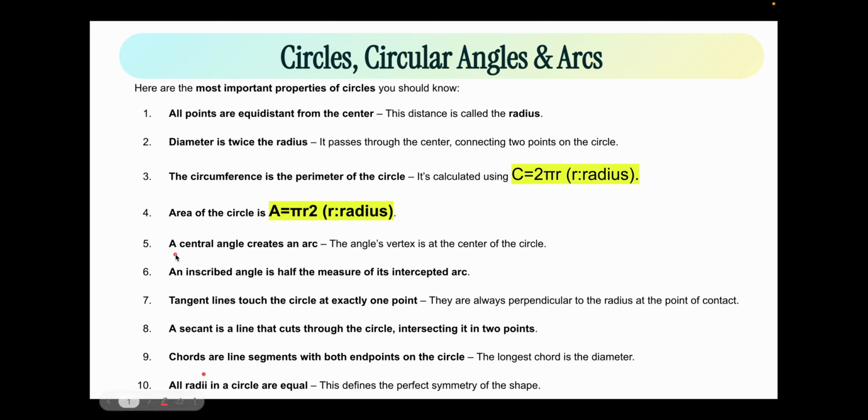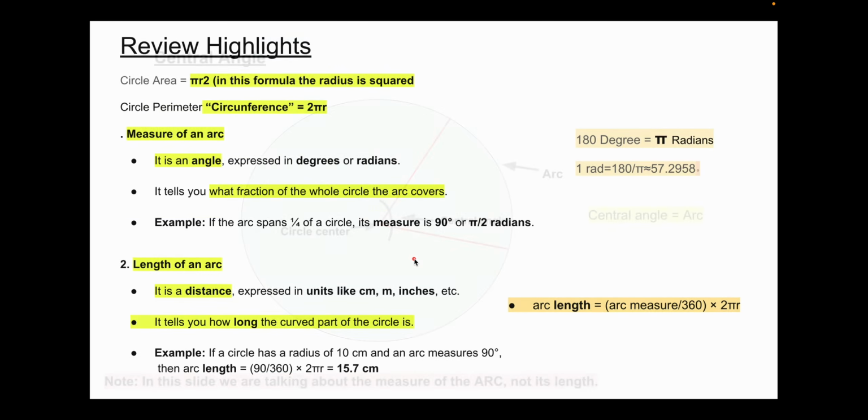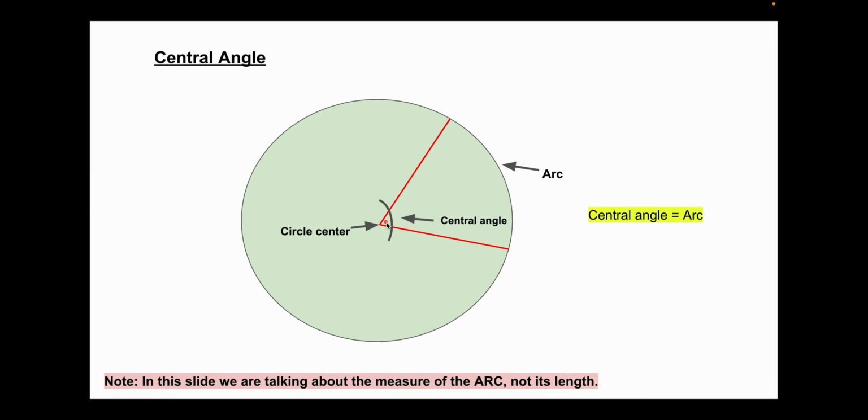So let's look at this one, for example. A central angle creates an arc. The angle's vertex is at the center of the circle. This is a central angle where the vertex is at the center of the circle, and it's created by 2 chords or 2 segments that end on the circumference and intercept an arc. This is the arc, this portion.